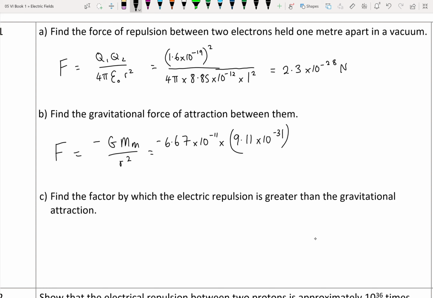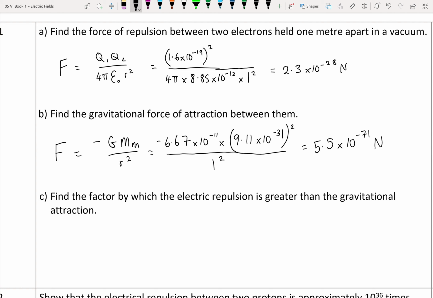Again, it's 2 electrons, so we could multiply by that again, but instead we'll just square it, divided by the distance between them, which again is just 1 squared, which is 5.5 times 10 to the minus 71 newtons. So very small, unsurprisingly, 2 small masses.